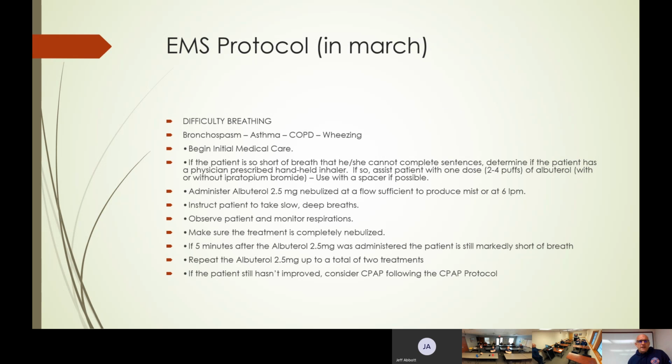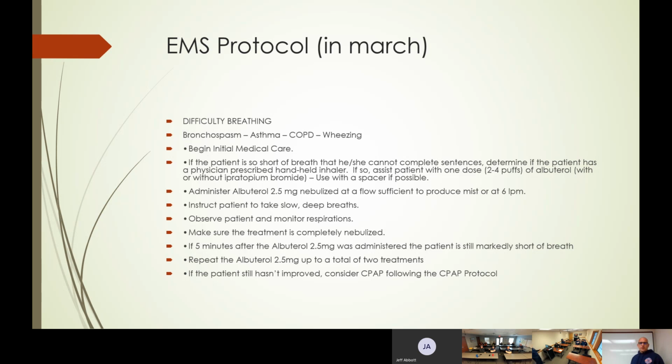So the difficulty breathing protocol that came in March, we are working under it now. It covered the bronchospasms, asthma, COPD, and wheezing. Begin your medical care. And when we begin medical care, what's step one? We can get past the BSI and scene safety stuff, but what's step one? Their complaint. Yeah, well, assessment and vitals, right? We need to just be sure we're starting with, hey, what's going on today? And if they can't speak to you, you're probably going to at least get the baseline of a difficulty breathing call or whatever the case is. But we need to get really good vitals and a good assessment before we start doing anything, okay?